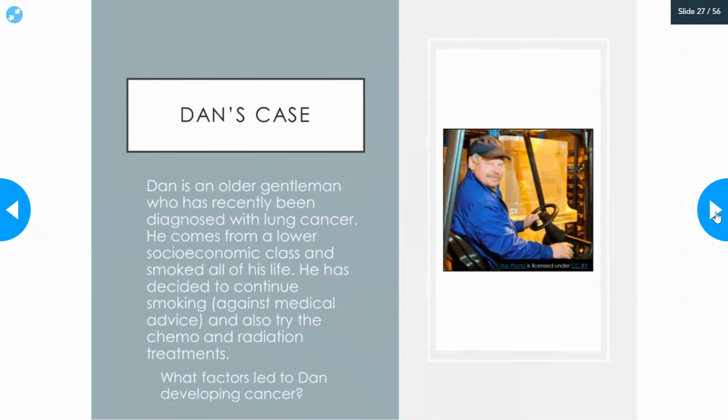All right, next we've got another case. So Dan is an older gentleman who has recently been diagnosed with lung cancer. He comes from a lower socioeconomic class. He has smoked all of his life. He has decided to continue smoking against medical advice and also try the chemo and radiation treatments. So what factors led to Dan developing cancer?